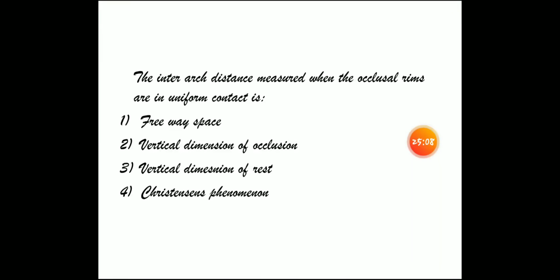And so the next MCQ: the interarch distance measured when the occlusal rims are in uniform contact is. Usually when you have an interarch distance or interocclusal distance terminology, we will usually get confused with the freeway space or something like that. You'll first mark the freeway space, but just read carefully: the interarch distance means the distance between the two ridges, as I said. So two ridges, in the sense, it is giving the height.